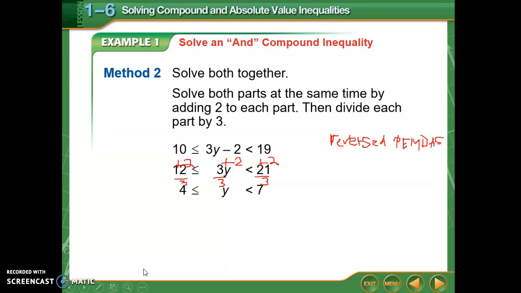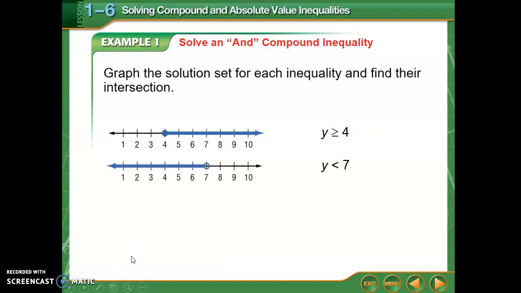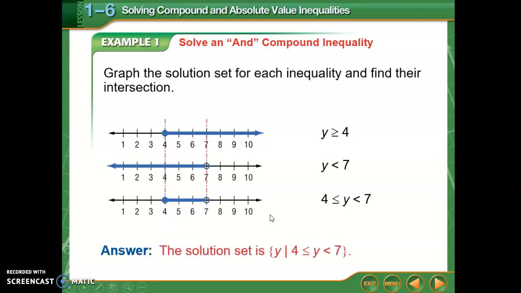So you've noticed that your answer is the same. Then you graph them, and this will be your final graph: 4 less than or equal to y, less than 7.